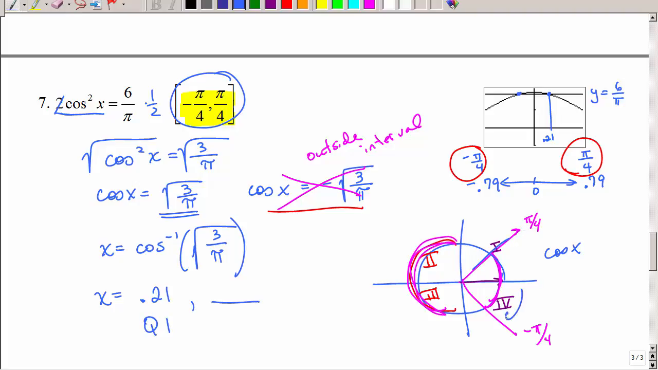I need an answer in quadrant 4. But I need a negative answer. That actually makes it easier. Okay, so if this is 0.21, what's that going to be? Negative 0.21. So a little bit easier because of that negative positive interval. But you've got to be thinking all the time, are my answers within my given interval?